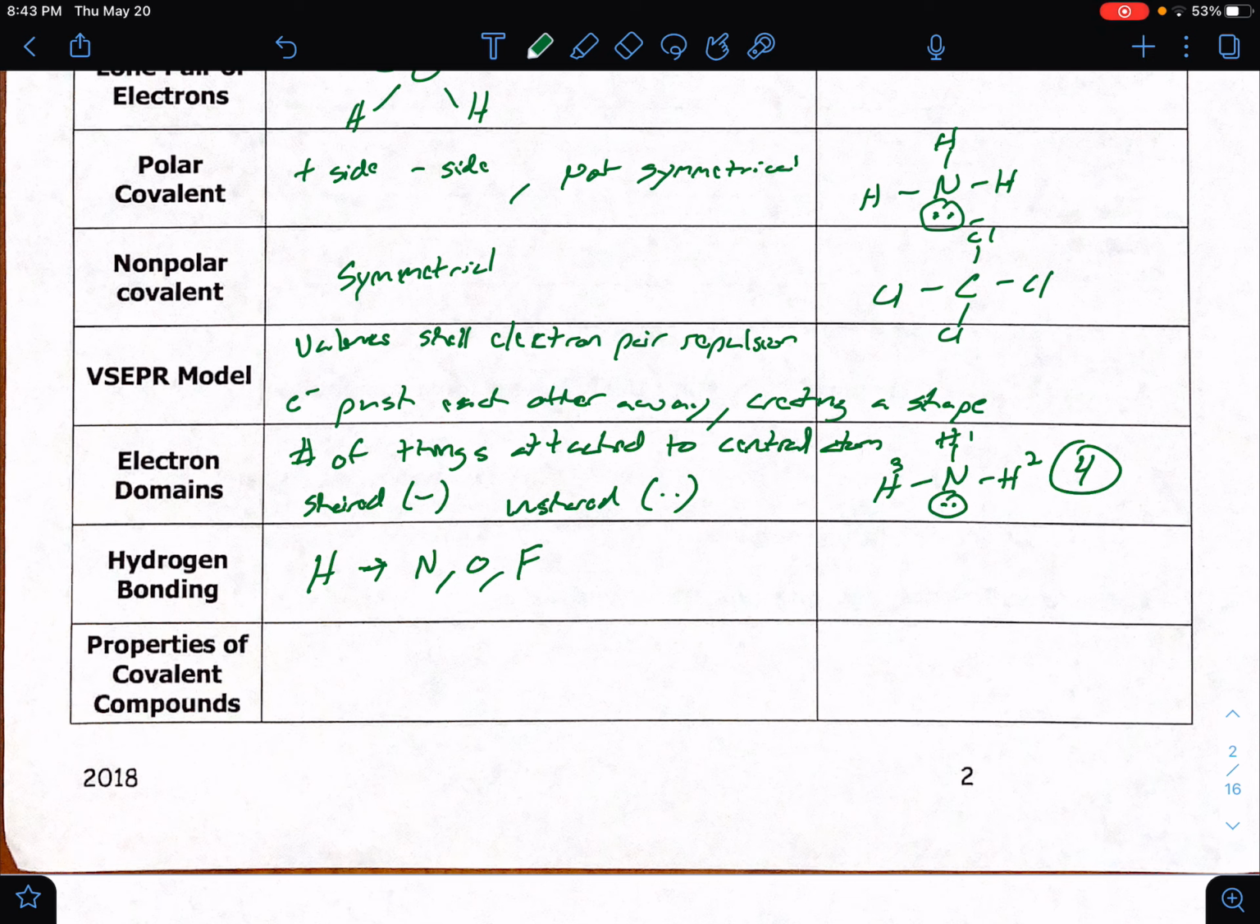Properties of covalent compounds. Okay, so covalent compounds are not going to be as strong as ionic compounds. So they're going to have low melting point and boiling point. It's not going to take as much energy to break them up, which means they have low IMFs. So the bonds there are just not as strong.